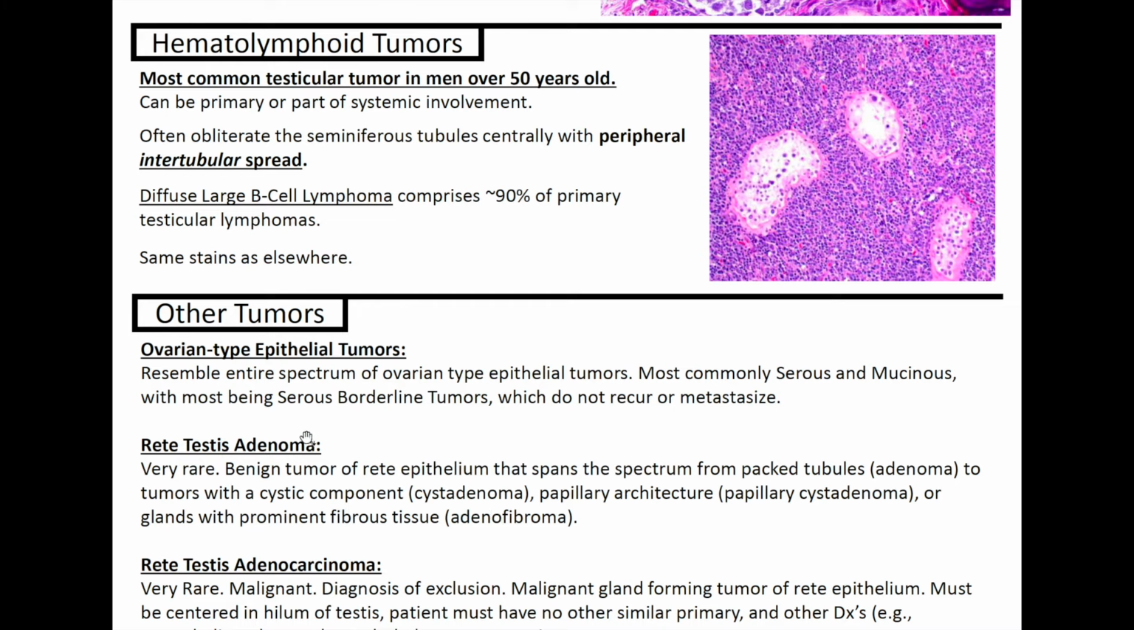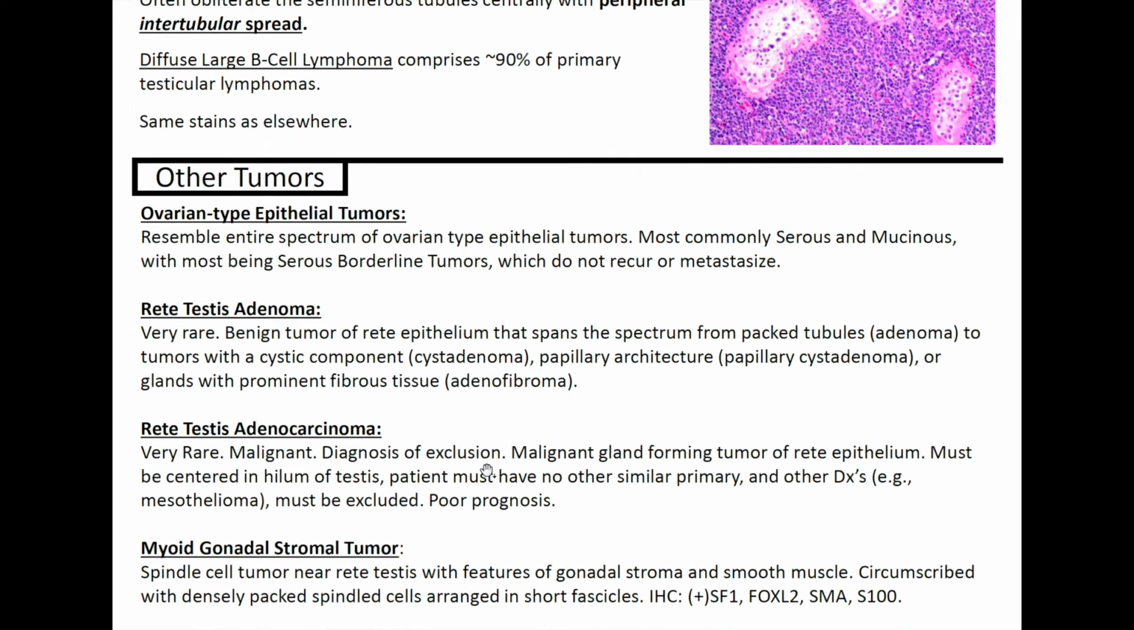For rete testis adenocarcinoma, these are very rare. However, as the name suggests, they are malignant and are a diagnosis of exclusion, where you're going to have a malignant gland forming tumor of the rete epithelium, and it must be centered in the hilum of the testis. Patients must have no other similar primary, and other diagnoses, such as mesothelioma, must be excluded, and these typically have a poor prognosis.